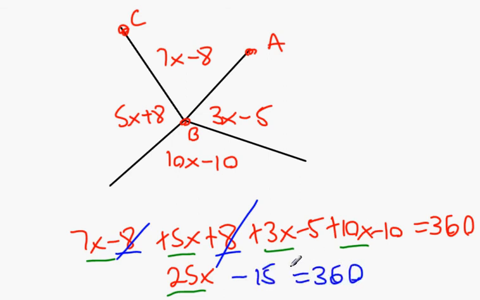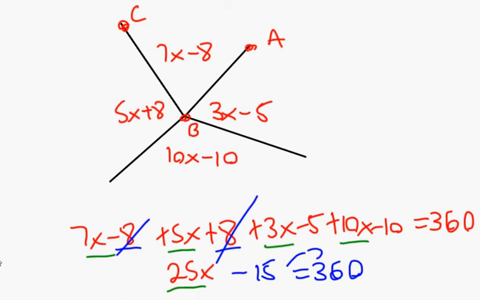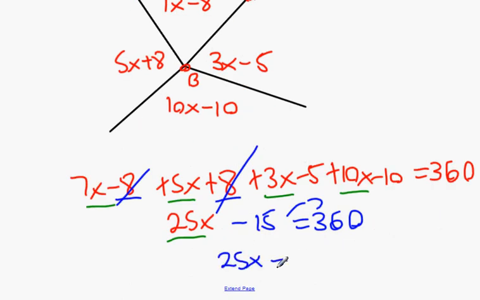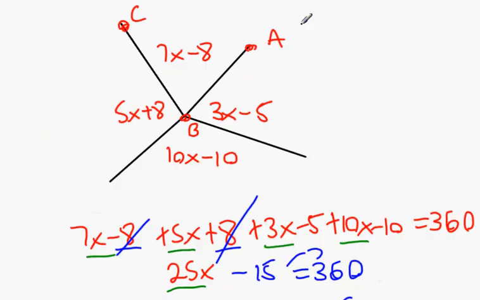Bring the 15 over the other side, what happens? 25x equals 375. X therefore is 15. Now, what you guys didn't realise is, do you see the way this angle is here? And you've got it as 7 times 15 minus 8. What's 7 times 15 minus 8?